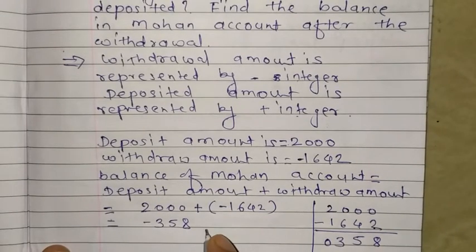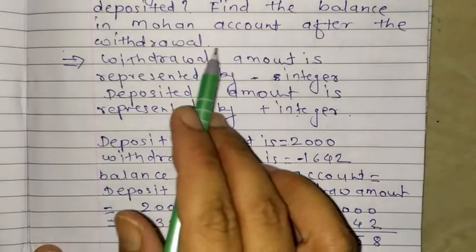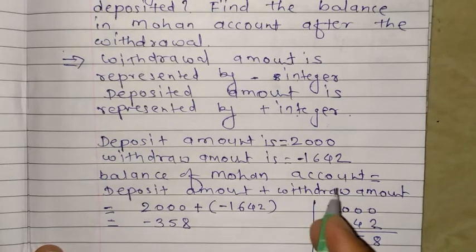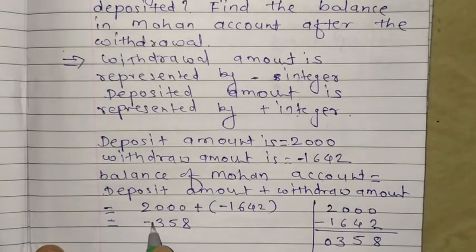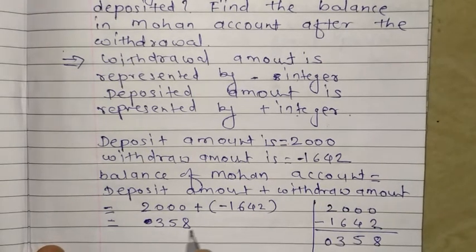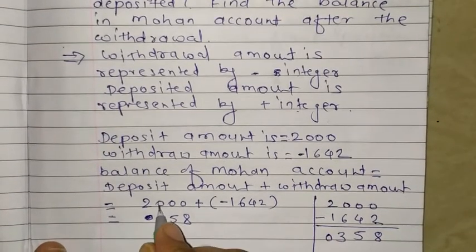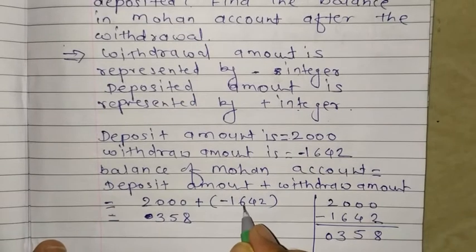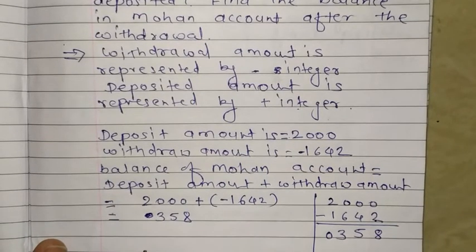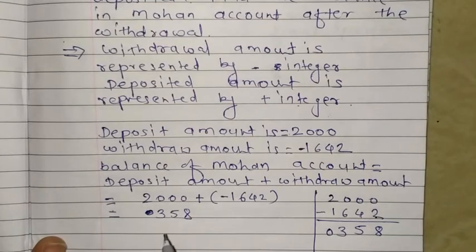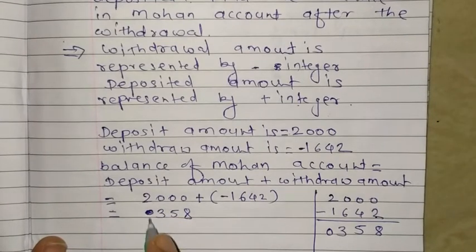358 rupees. Okay. So Mohan's account balance is rupees 358. Here you use the positive symbol. By mistake I have written negative, because whenever you do the calculation, 2000 is the bigger number and 1642 is the smaller number. So you give the sign of the greater number, and the greater number is 2000. So here your answer is 358.